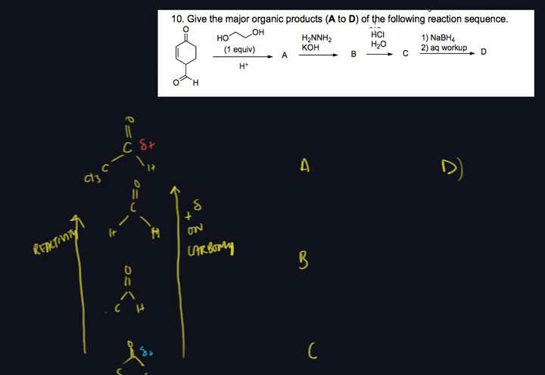It says give the major organic products, and you're starting with one equivalent of this diol protecting group. So it can only react with either the ketone or the aldehyde. And we just showed that the acetaldehyde right here is more reactive than the ketone. So it's going to react with the acetaldehyde. So you're going to get this product right here.